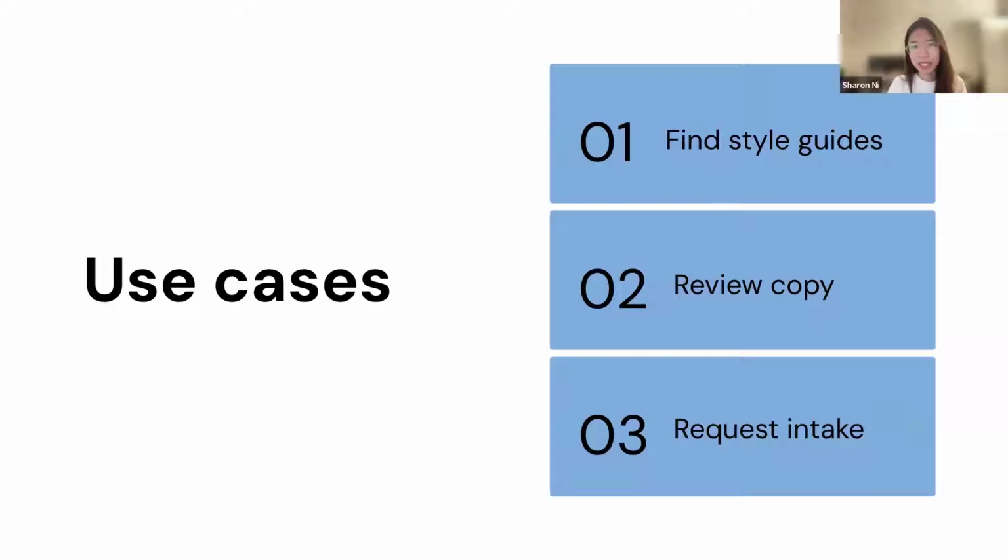And the second use case is to help people review their copy and check if it aligns with the guidelines. But this chatbot would not actually create any new copy. It will only try to find the most similar copy examples in the repository, as well as the most relevant guidelines and rationales you put into the chatbot.